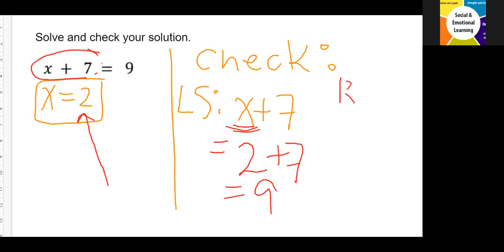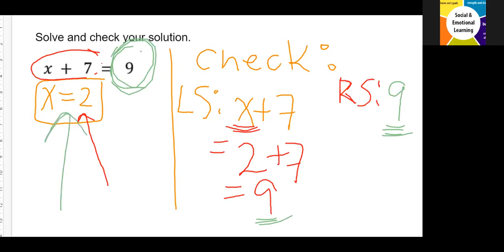What's the right side of the original equation? What's the right side? 9, right? What do you notice about the left side and the right side? Tell me. They're equal. That means we have the right solution. That means x is in fact equal to 2, okay?